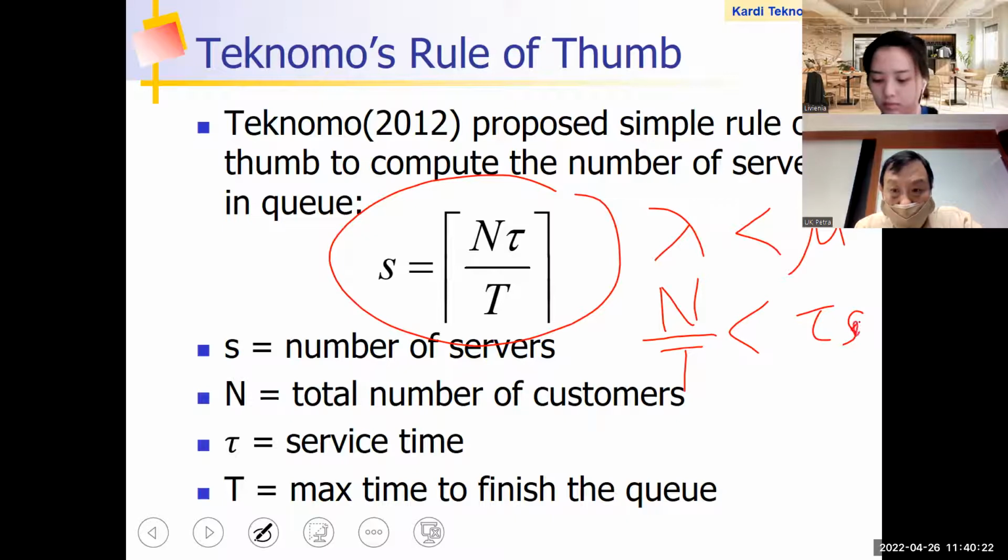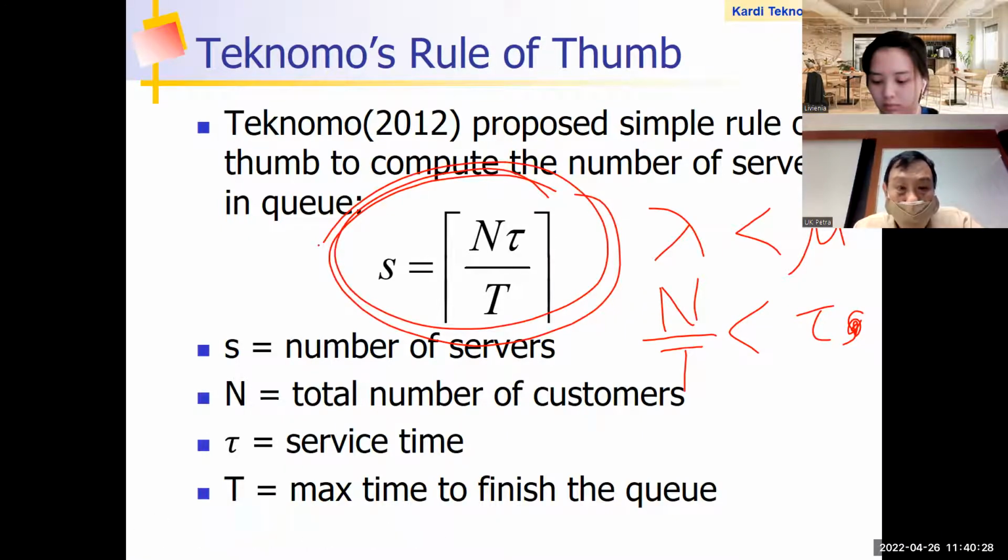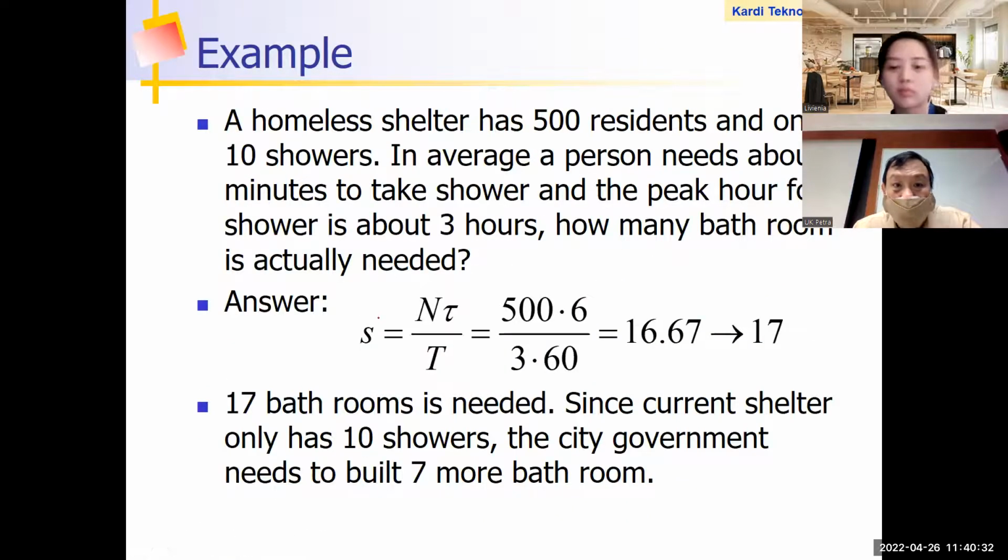So divide it. Then you can get this formula that you can check. I will give you an example. Say this is the real world example from last time. A homeless shelter of 500 residents has only 10 showers. On average, a person needs about 6 minutes to take a shower.